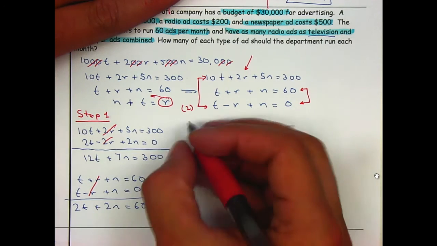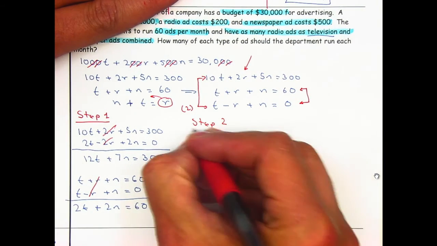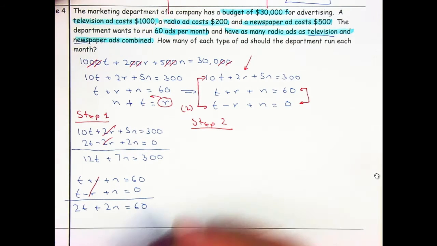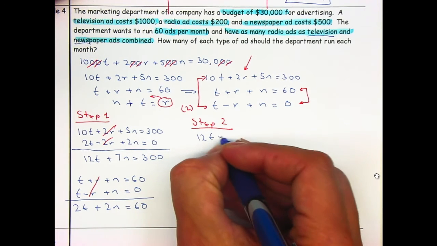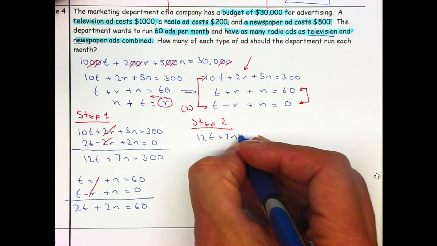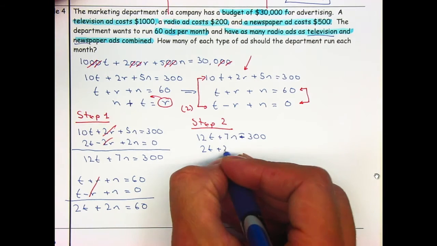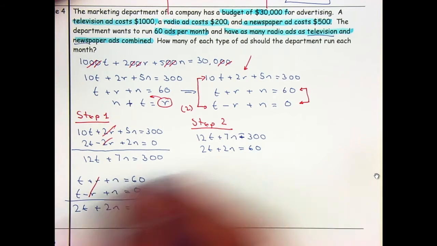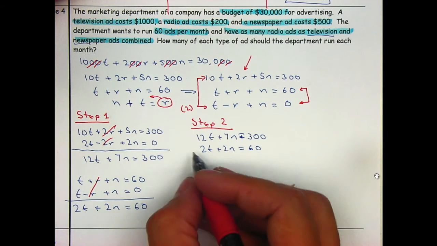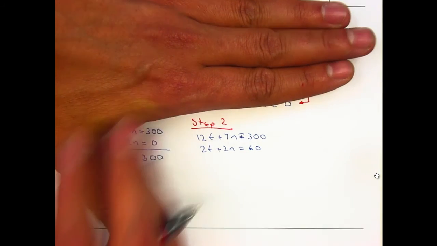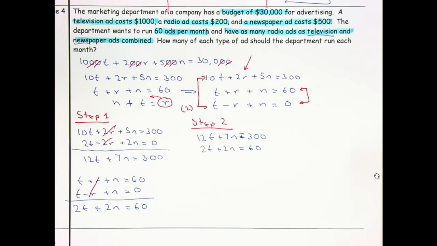Step number 2, I'm going to combine both equations. 12t plus 7n is equal to 300, and 2t plus 2n is equal to 60. And I want to be able to cancel the t's or the n's. Notice that this is just like the problems that we had before, which are much easier to solve.